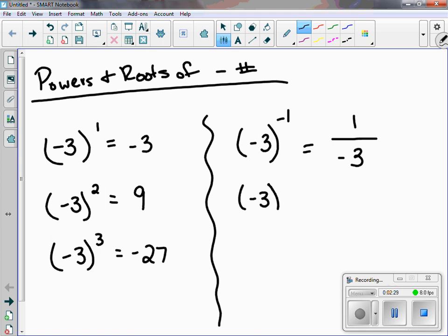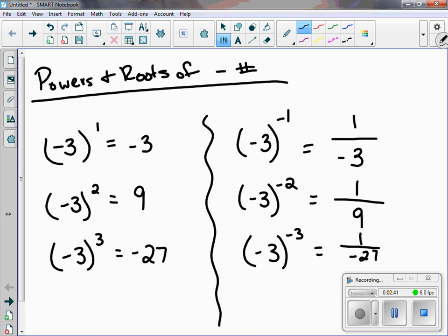So if I were to have negative 3 to the negative 2, that's going to be a positive 1 over 9. Negative 3 to the negative 3 is going to be 1 over negative 27. Just because you've got the negative exponent does not mean that it's going to be a positive number. Now, that's dealing with exponents, and that should be just a refresher because we've done our properties of exponents. But when we have a negative radical, this is where it gets a little tricky.